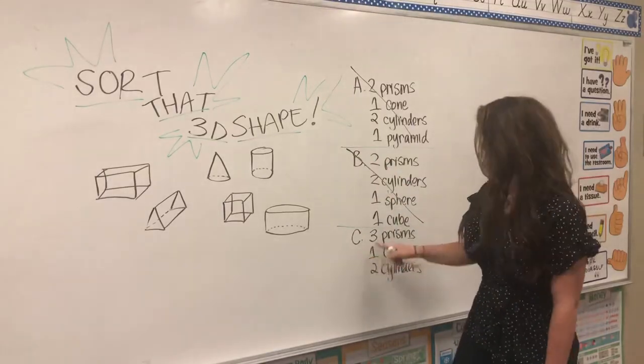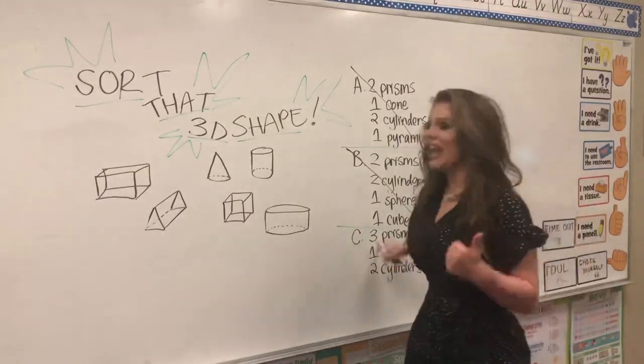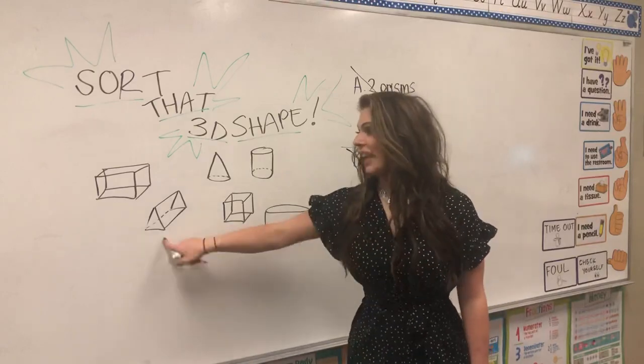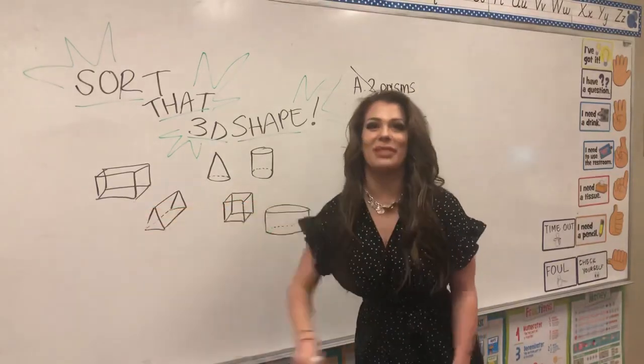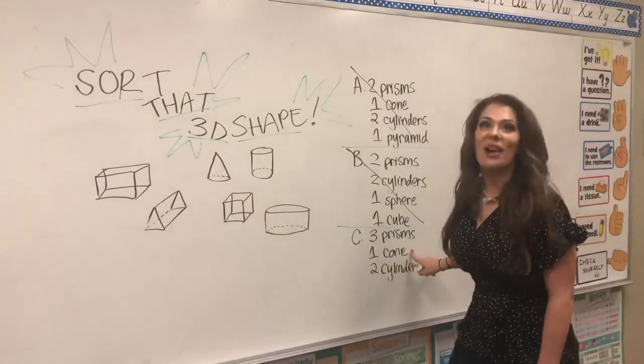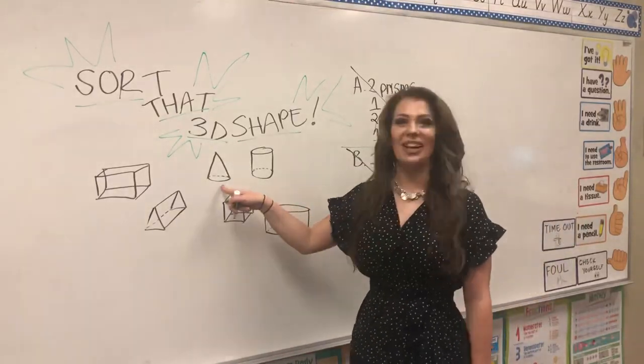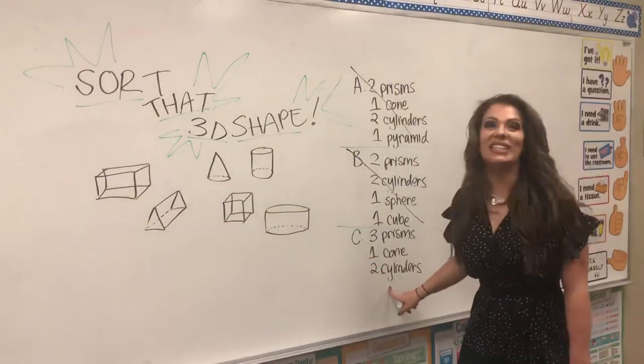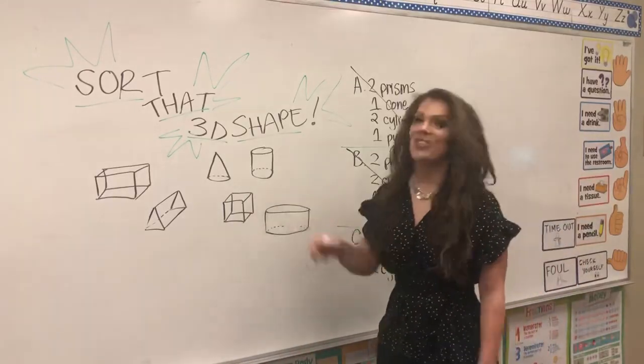What about C? Do I have 3 prisms? Yes. Cube, triangular prism, and rectangular prism. Awesome. What about 1 cone? I sure do, right here. And 2 cylinders? Yep, that's it.